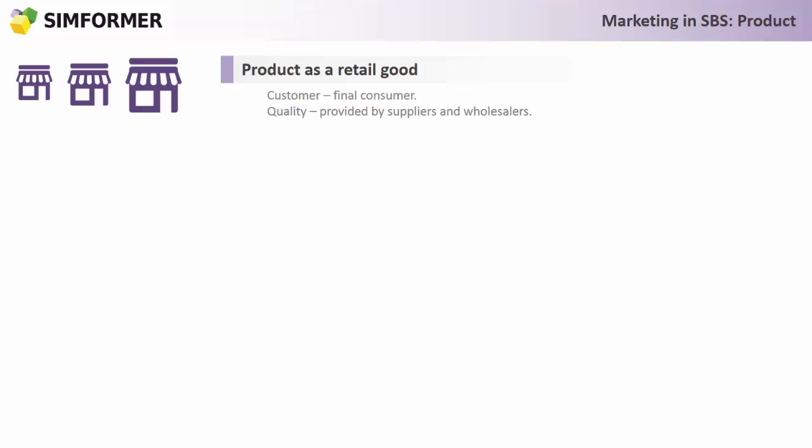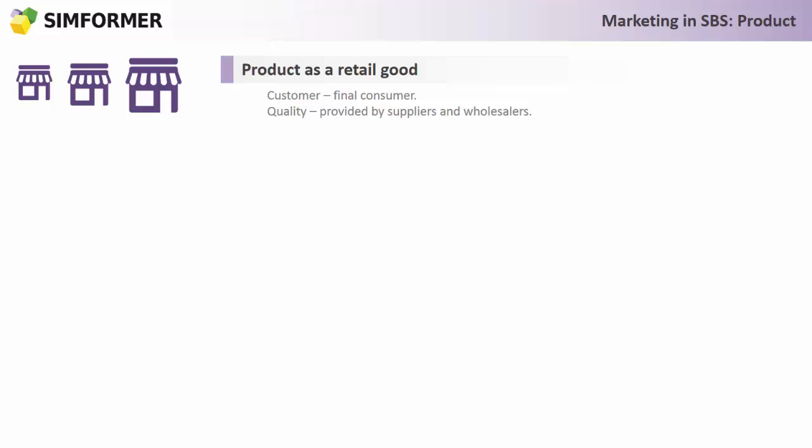So let's start first of all with the product. A product as a retail good will be the one you will be selling to the final consumers. The differentiation between the goods of the same type is the quality. So this is an indicator which shows how developed technologically the good is, also what kind of raw materials were used to produce it. The higher is the quality, usually the higher is the price.